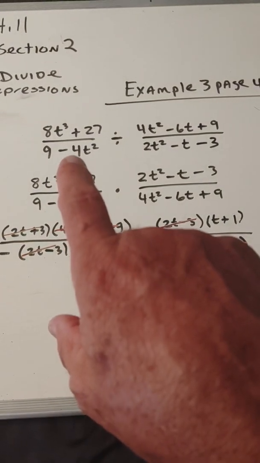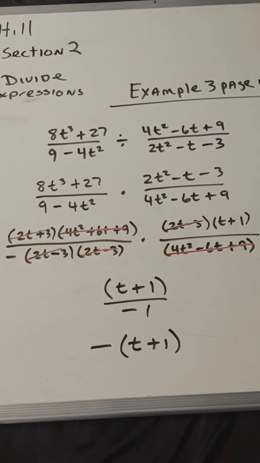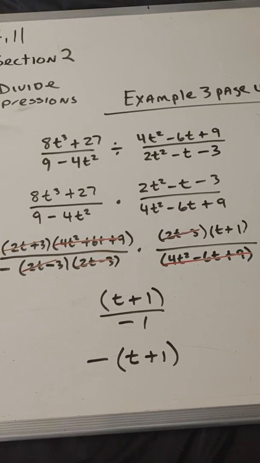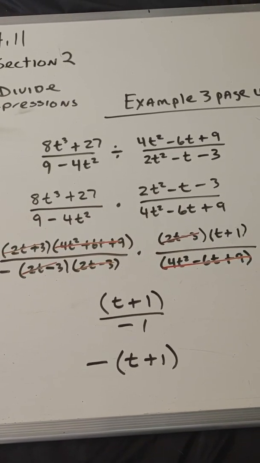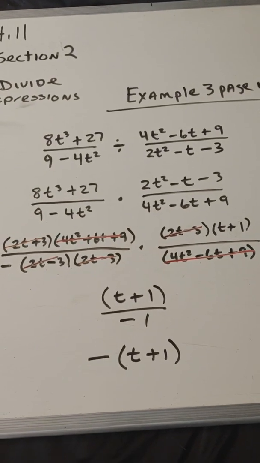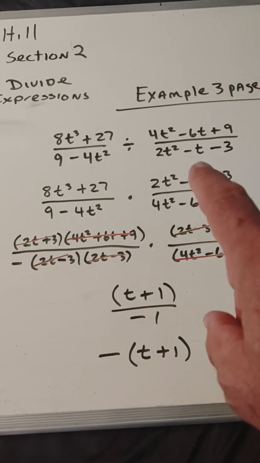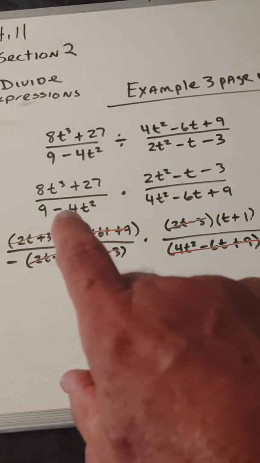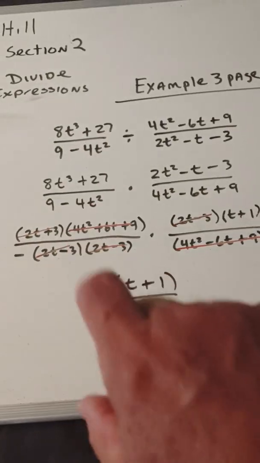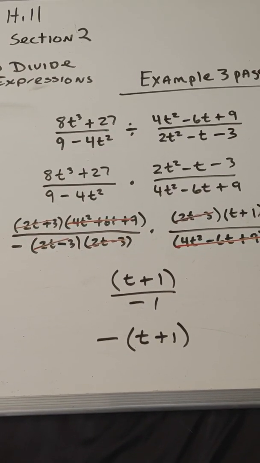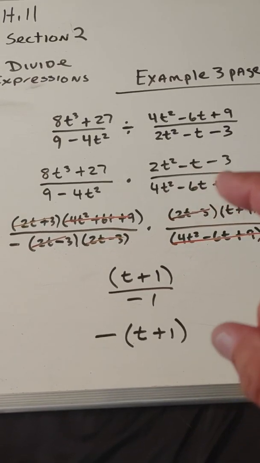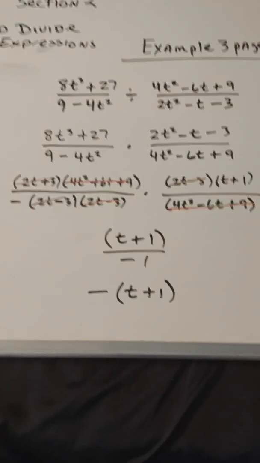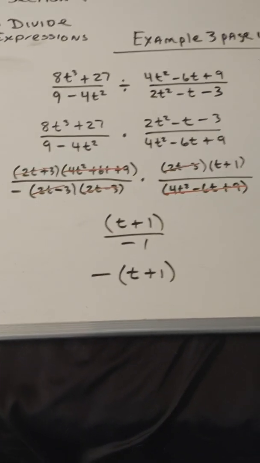So what's going to happen is we have this 8t cubed plus 27 over 9 minus 4t squared divided by 4t squared minus 6t plus 9 over 2t squared minus t minus 3. My suggestion is to go ahead and flip or write the reciprocal of the second one right off the bat. So that's what I did. See how the front rational expression stayed the same, but I wrote the reciprocal of the back, and now it becomes a multiplication problem. Now again, most important part of the problem becomes factoring.